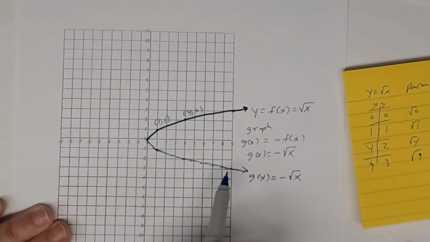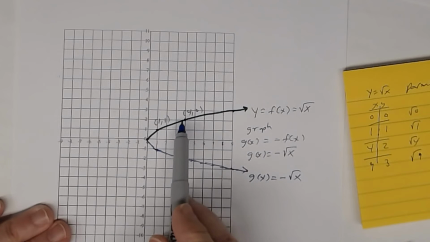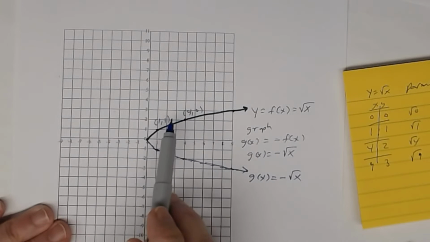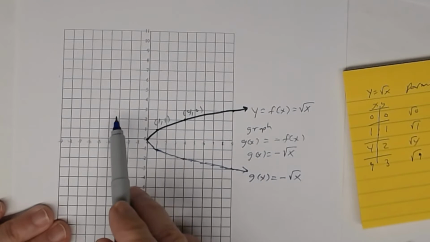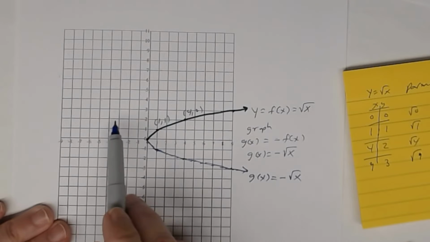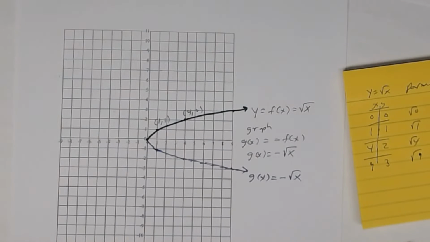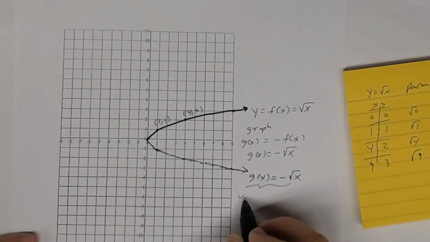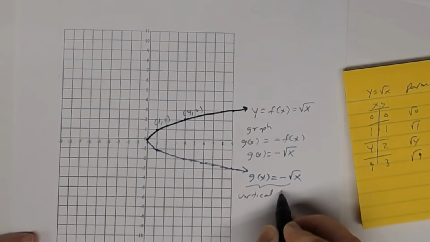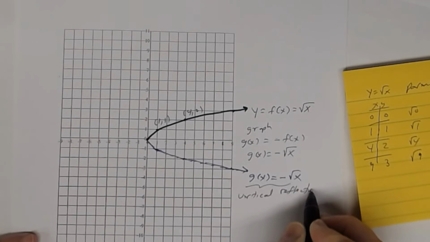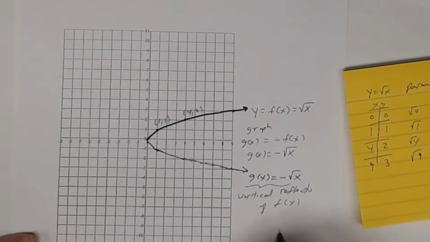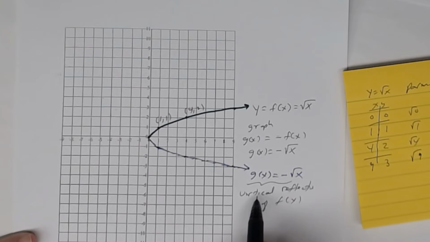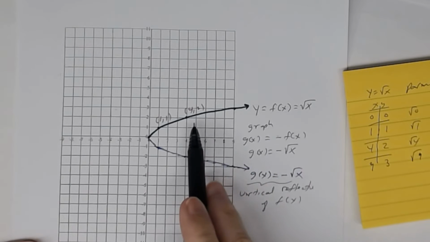Now what I want to do is take that green graph and reflect it about the y-axis. So that's a horizontal reflection. Remember, this right here is a vertical reflection of f of x. That's what g of x is.